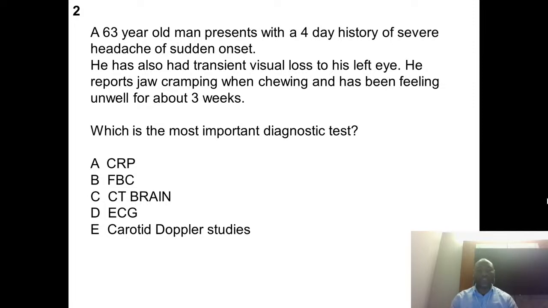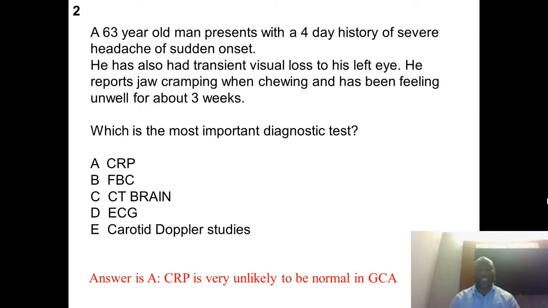Now, the diagnosis in this case is giant cell arteritis. And if it's a case of giant cell arteritis, the best option is A, because in almost all cases of giant cell arteritis, the CRP isn't normal. It's abnormal. You get an elevated CRP, and it can be a raised plasma viscosity or ESR. So since the only inflammatory marker represented in this question is a CRP, the answer is a CRP.